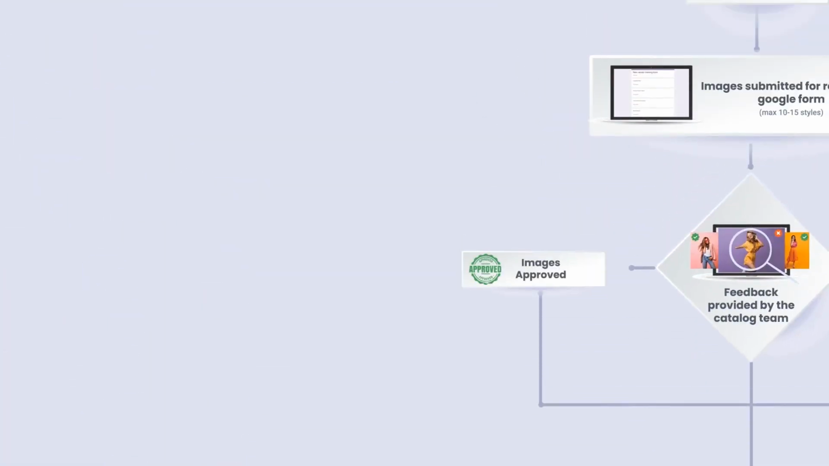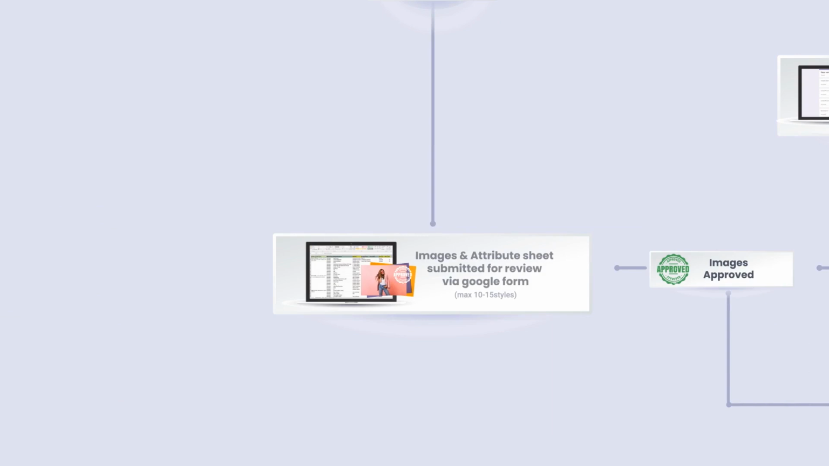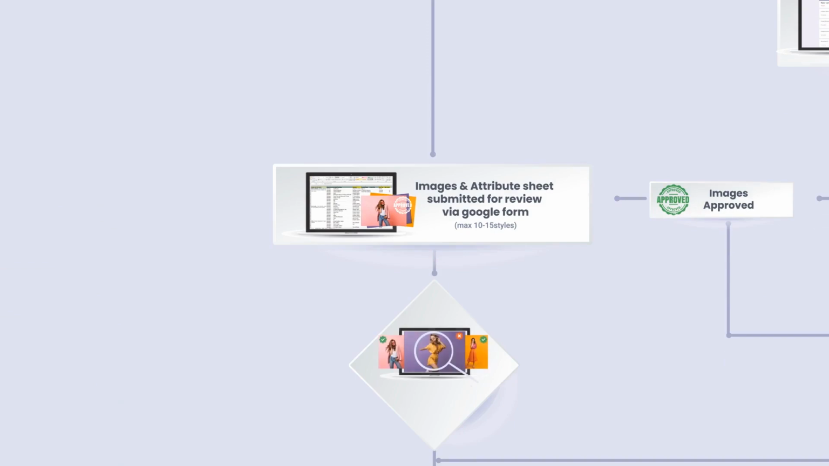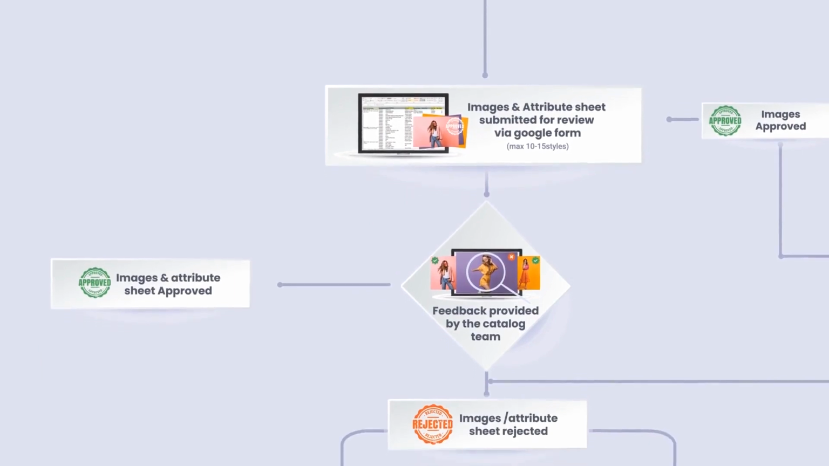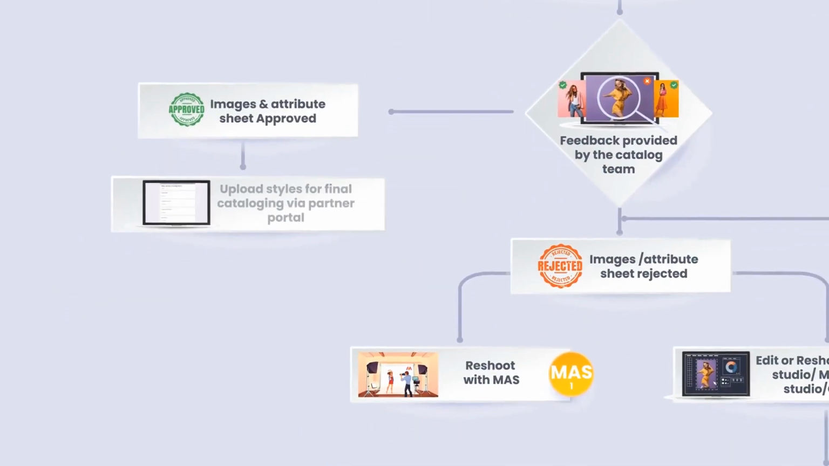Once the images are approved, please wait for the commercial to complete and get Partner Portal credential. And once the credentials are shared, submit the attribute sheet, which will be an Excel sheet in which you have filled the product details, along with these approved images for final approval via Google form. Once both are approved by the cataloging team, you can go ahead and submit these styles via Partner Portal for final cataloging.